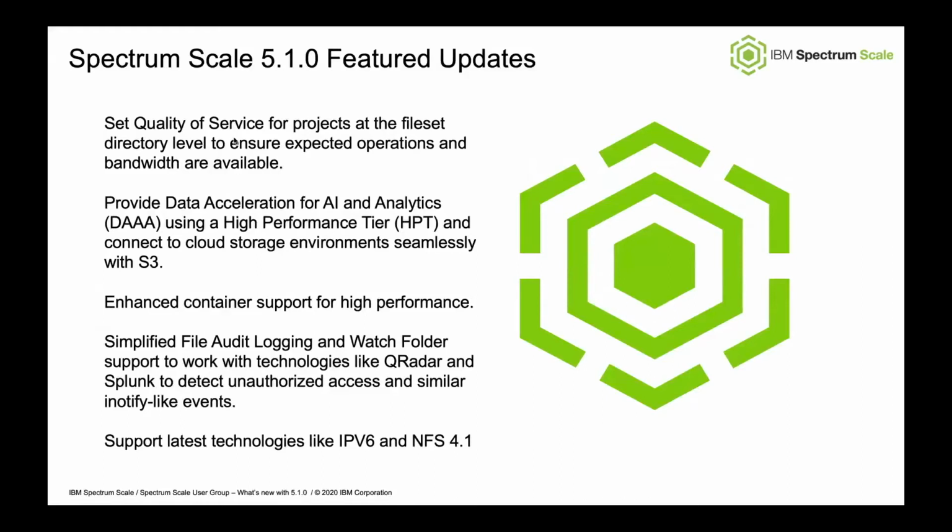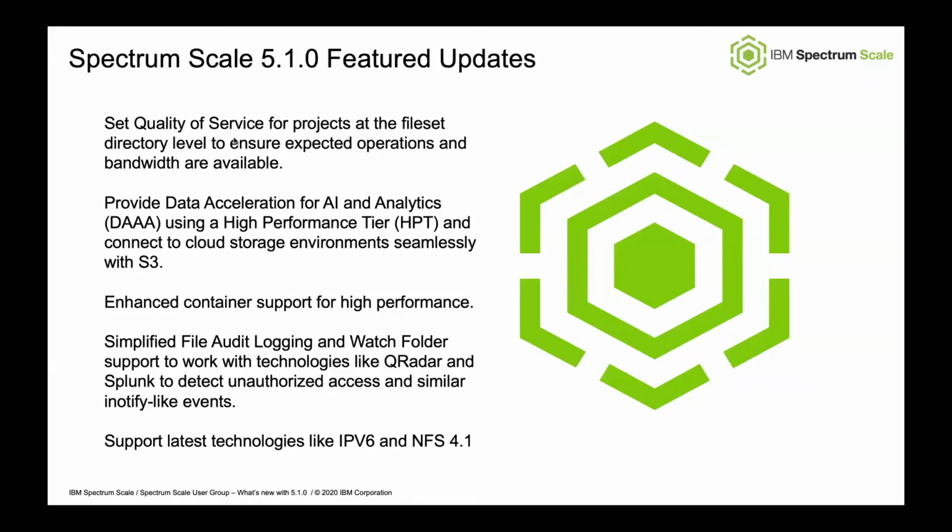We will be talking about a wide set of new features and enhancements today, including some important changes in Spectrum Scale. Number one, the ability to configure QoS at fileset level. This will help you provide a fine-grained configuration of your system. It will also help you achieve the expected operations and bandwidth while you are running your IO-intensive maintenance commands. Number two, data acceleration for artificial intelligence and analytics using the high-performance tier.